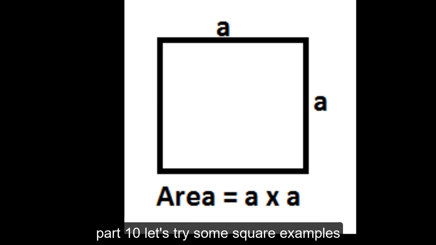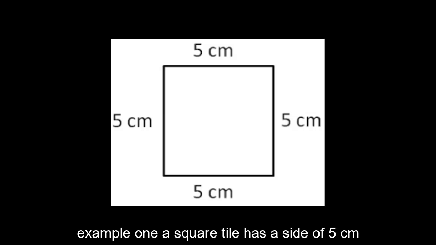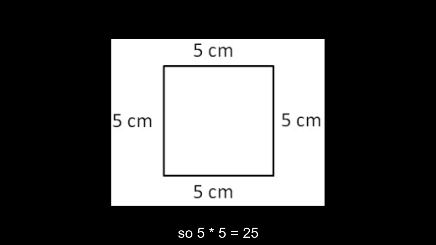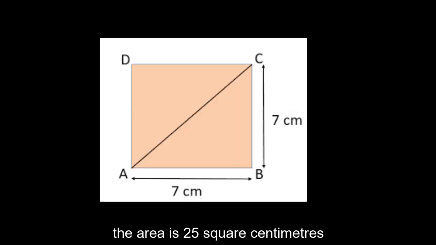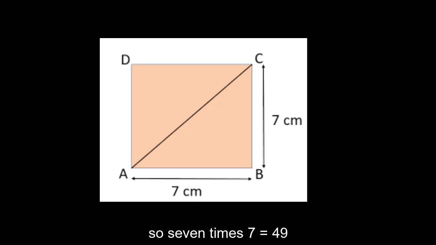Part 10. Let's try some square examples. Example 1. A square tile has a side of 5 centimeters. So, 5 times 5 equals 25. The area is 25 square centimeters. Example 2. A square sticky note has a side of 7 centimeters. So, 7 times 7 equals 49. The area is 49 square centimeters.